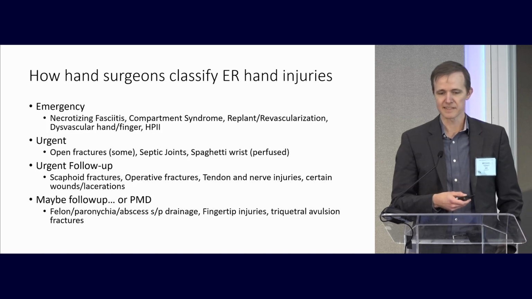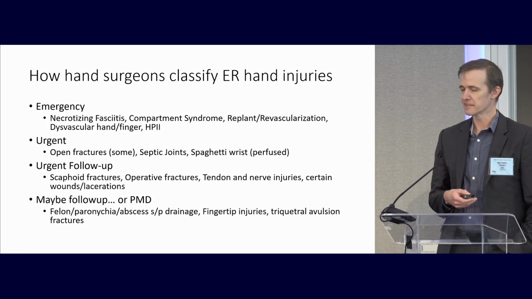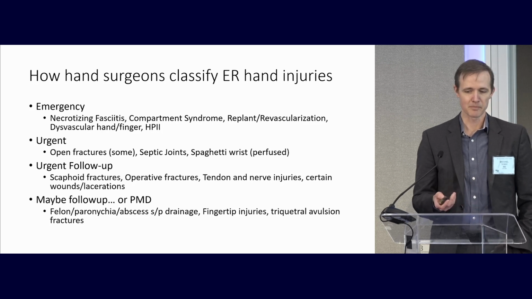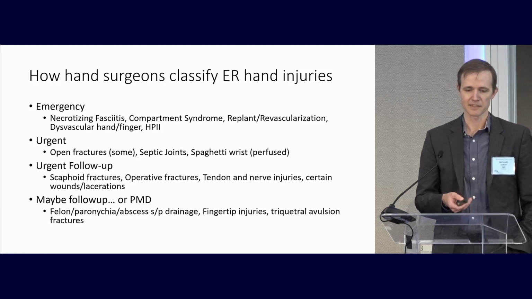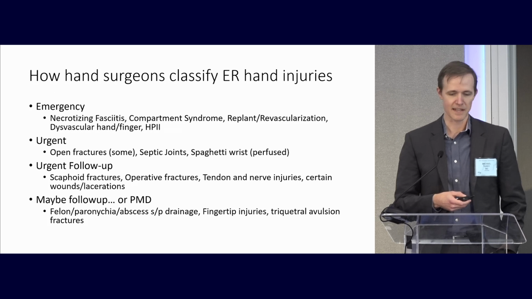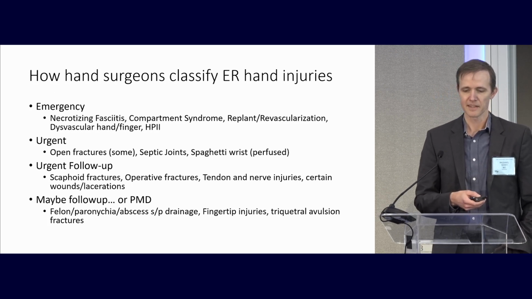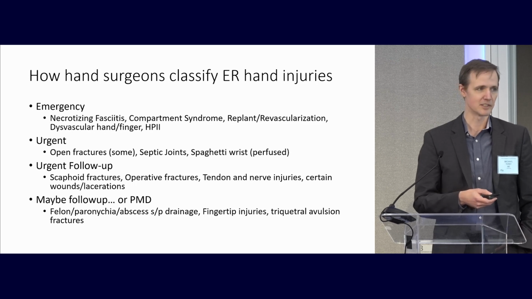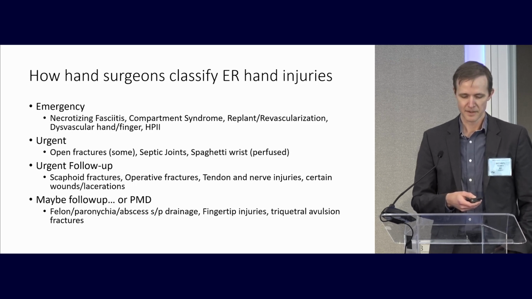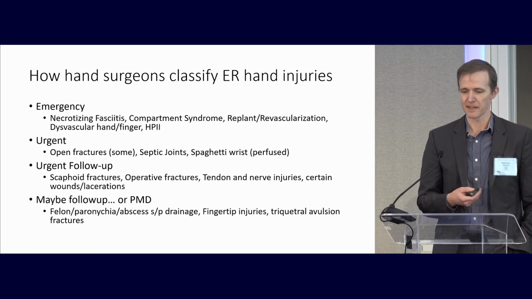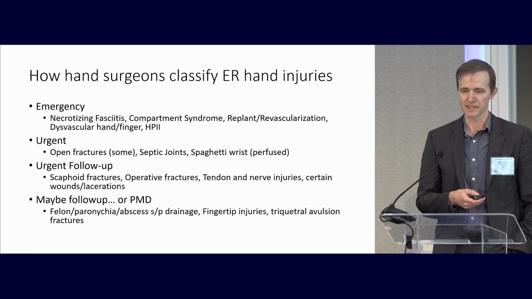So emergencies: necrotizing fasciitis, compartment syndrome, obviously replants, revascularizations, dysvascular hands and fingers, and high-pressure injection injuries. Urgent cases that can potentially be added on the next day: some open fractures, septic arthritis, spaghetti wrists, assuming that all the digits are well perfused. Urgent follow-ups: scaphoid fractures, any operative fracture, tendon and nerve injuries, and certain types of wounds and lacerations.